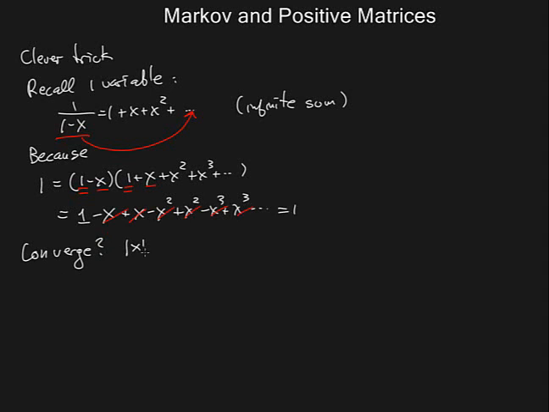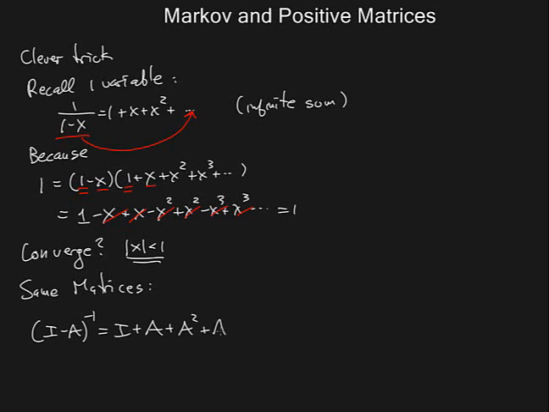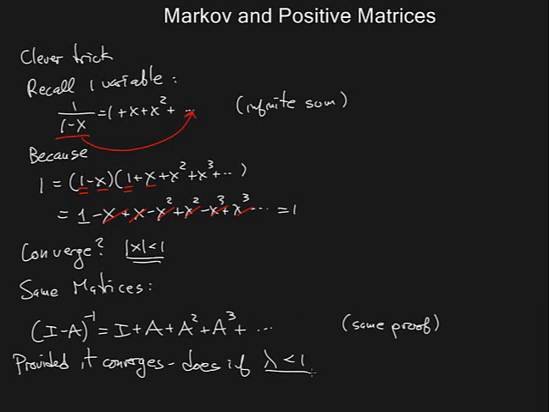Now, of course, this only makes sense if this converges, which holds if the absolute value of x is less than 1. Well, the same thing holds for matrices. You just have the following identity. I minus A inverse is this infinite sum. And the proof of that fact is exactly the same. You cancel terms term by term. And of course, you need to know that this infinite series converges. And the fact is it does if the eigenvalues are less than 1.